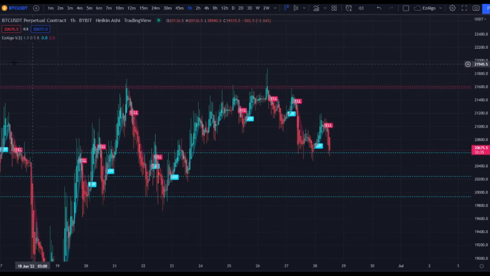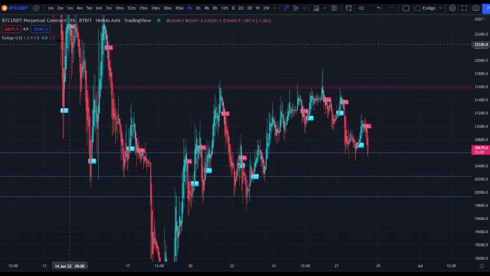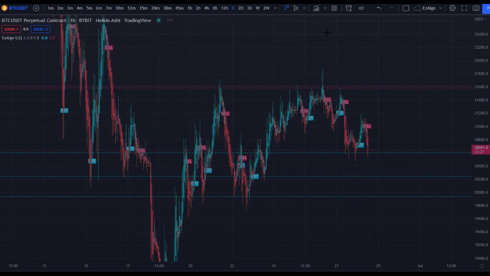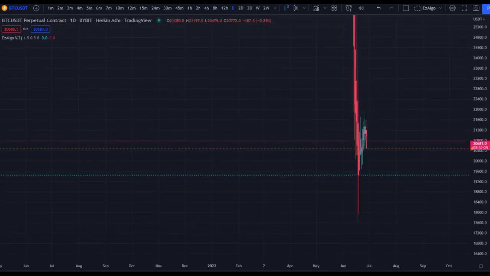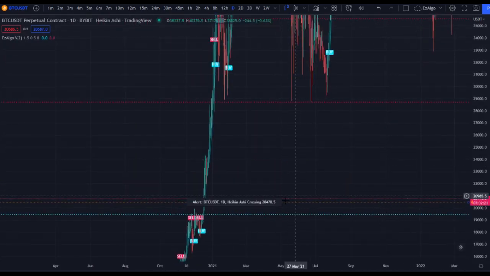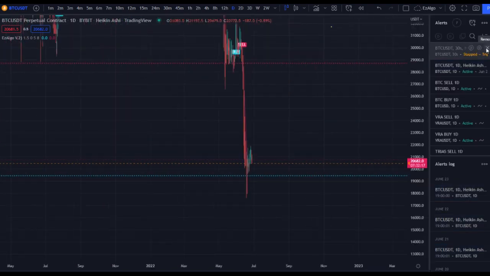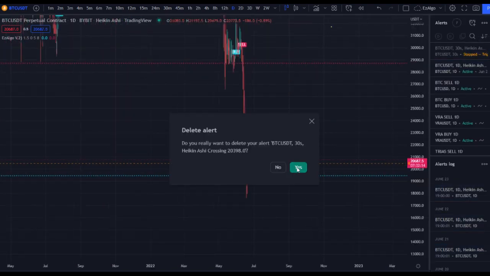This reminds me of the rounded top when Bitcoin was at 50K. I know this is a completely different time frame. But let me, what is that? Oh, that's an alert. Do I have an alert set up for that? I do? Okay, why do I have an alert for that? I don't even know why I have these.